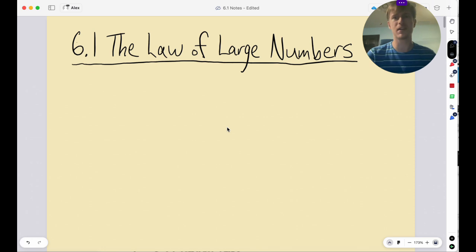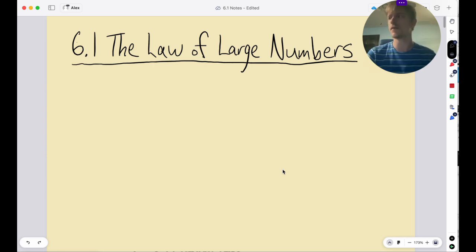Now this chapter is going to be a little bit more on the proof-centric side. The previous chapters, all you needed was multivariate calculus, but this is going to be a little bit more theoretical, but I'm going to try to supplement that with concrete examples. Okay, so let's go ahead and get started with section 6.1, the law of large numbers.